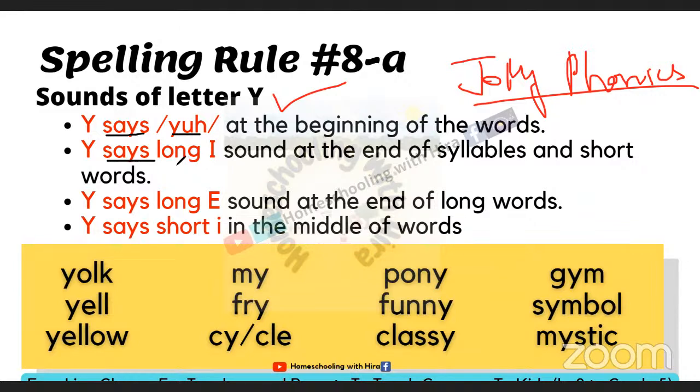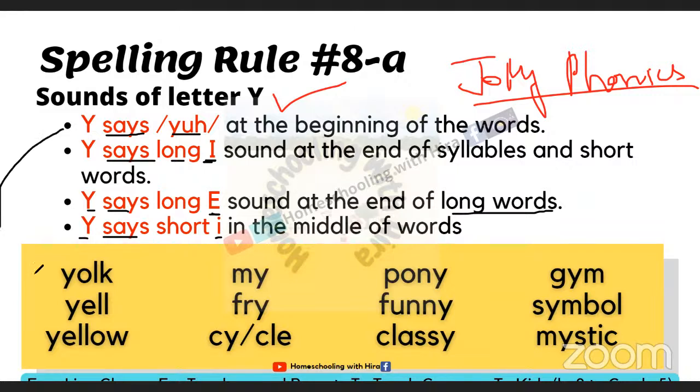Y says long I sound at the end of syllables and short words. I'll show you the examples. Okay? Don't get overwhelmed, please. Y says long E sound at the end of long words. Y says short I sound in the middle of English words. Let it be easy for now, absorb it nicely.